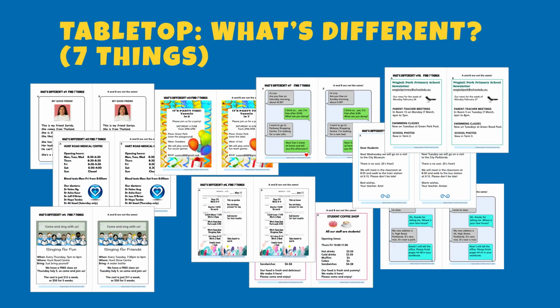It's the same for tabletop. Here they have to find 7 differences. Different text types, hopefully those they will encounter, like an invitation, text messages, opening hours, a newsletter.